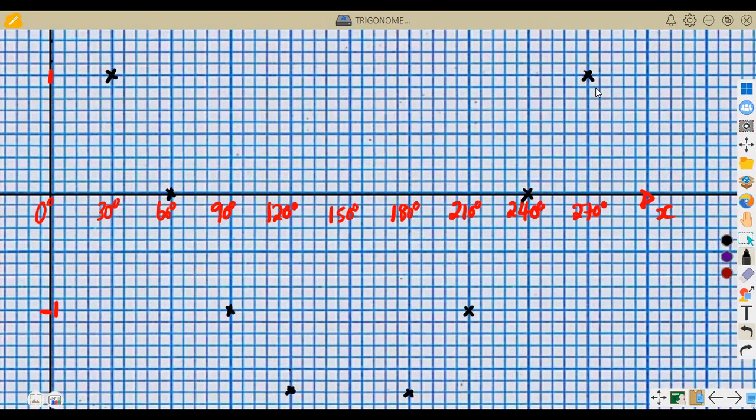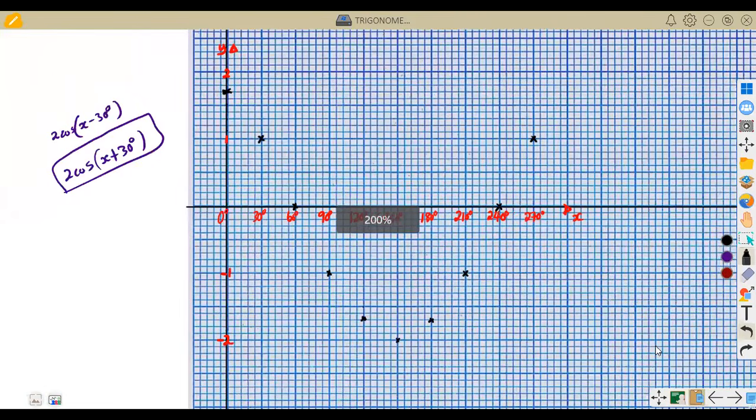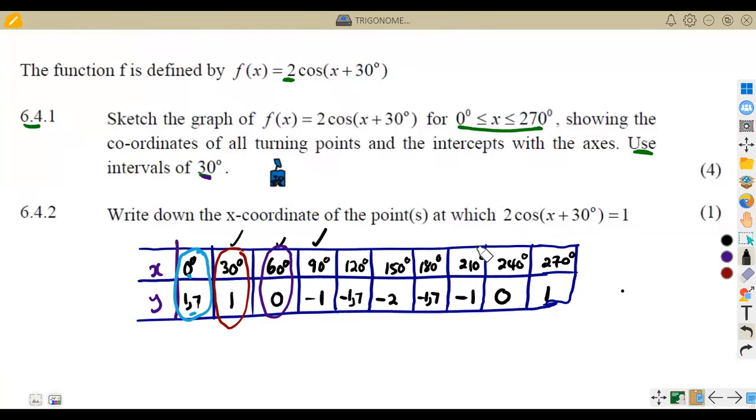So with these points, you are done. What you need is to join these points. But these points are not just taken from anywhere. We took these points from where? From our table. This one, 270 versus 240 versus, that is how you are going to have this graph drawn.